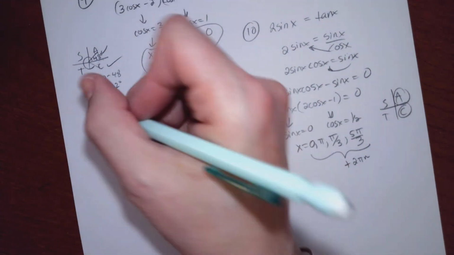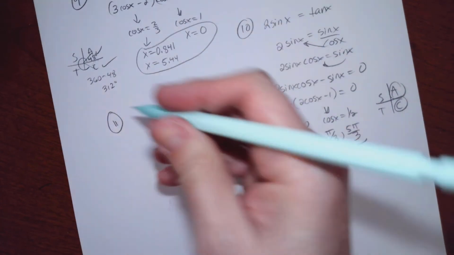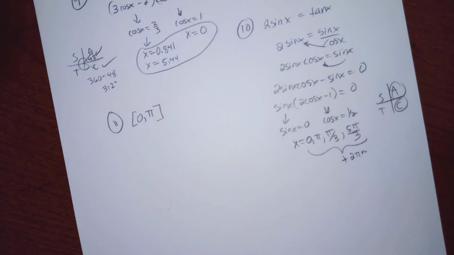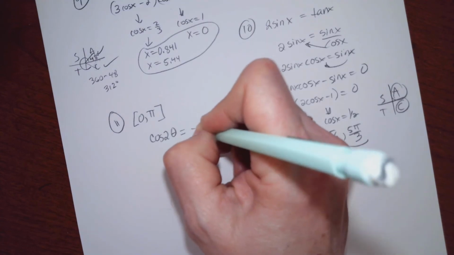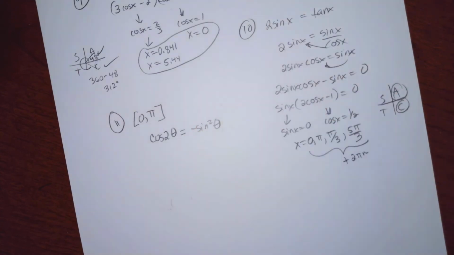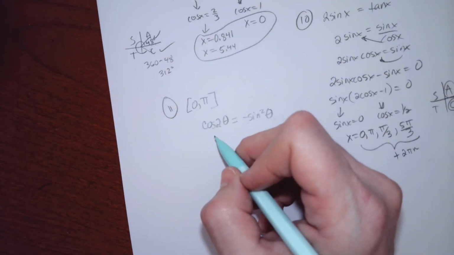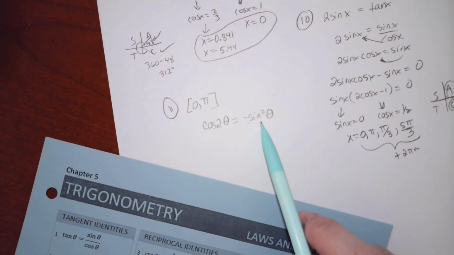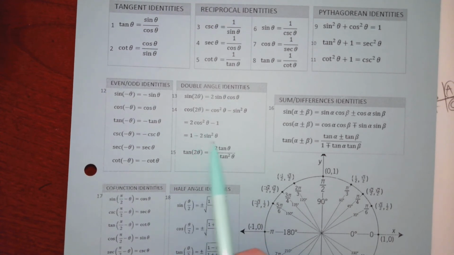All right, number 11. All right, so find all the values of theta in this interval, so from 0 to pi, where this equation is true. Cosine 2 theta equals negative sine squared theta. Okay, so cosine 2 theta, that I need a replacement for. And because that's on the other side, I think I will pick a different replacement other than this one. I'll pick this one.